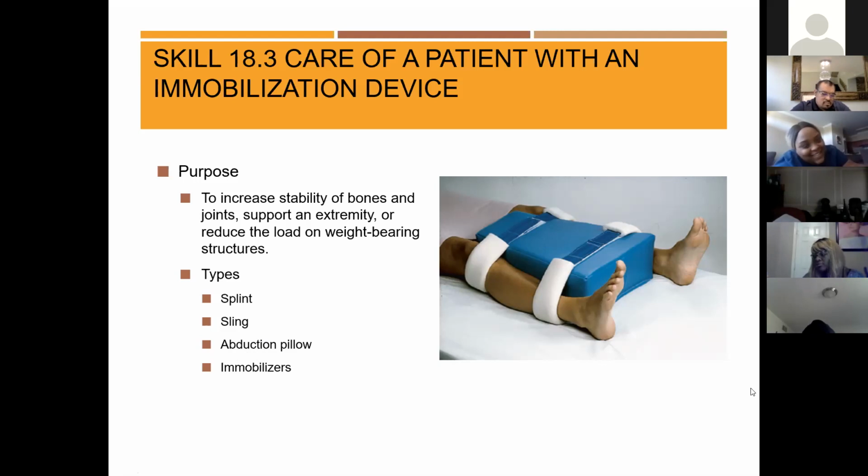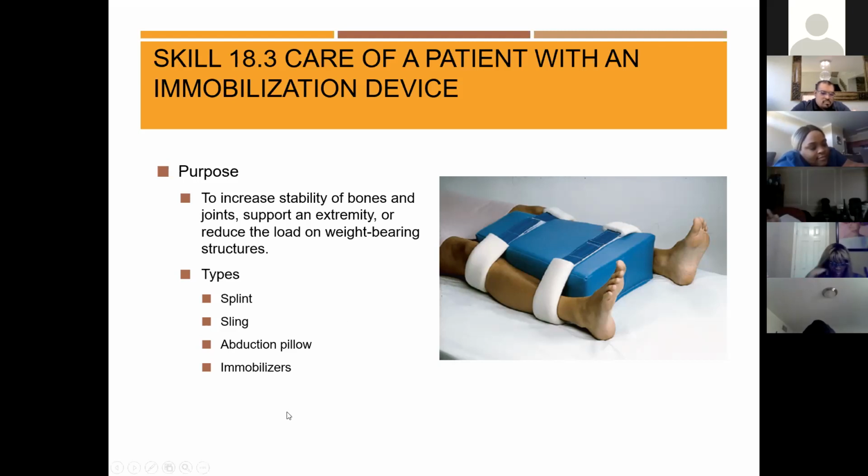I appreciate it. Okay. So we want to keep our patients who have had hip surgeries in this position because it helps keep that body aligned and it helps keep those bones where they need to be in order to heal. Right.